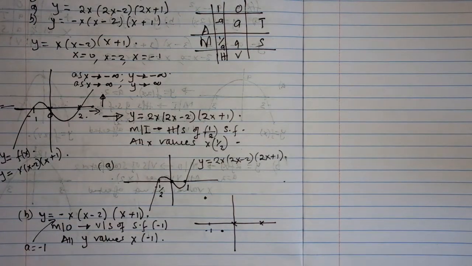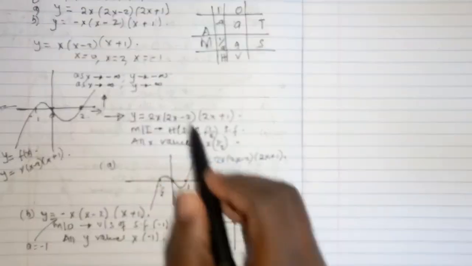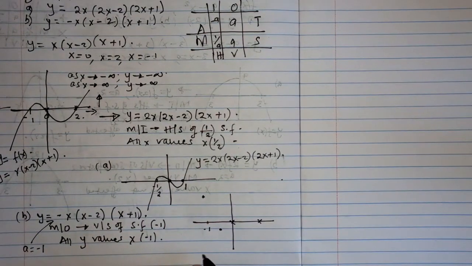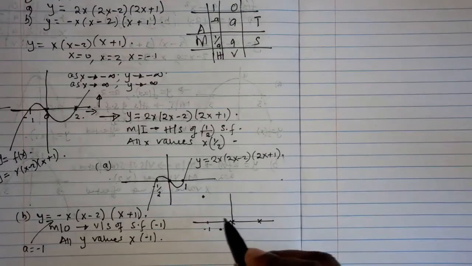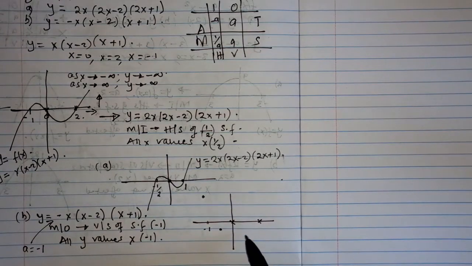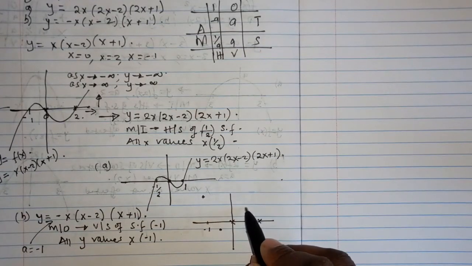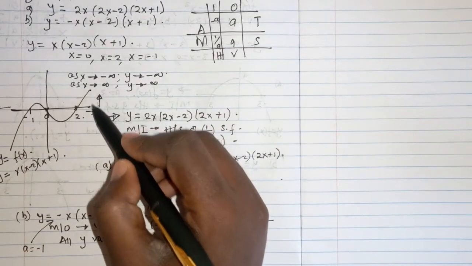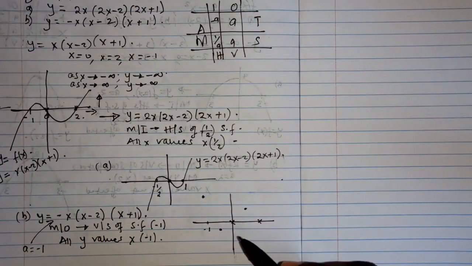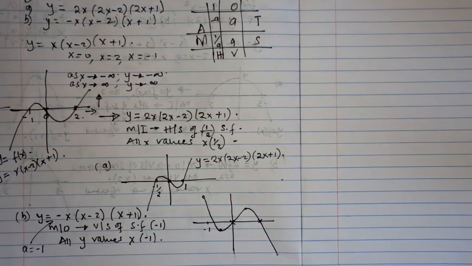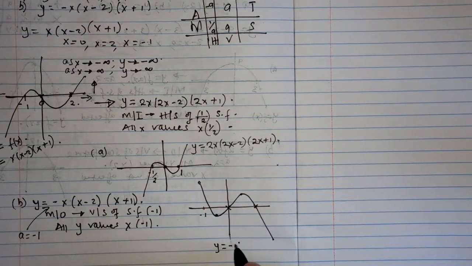So it's like we are reflecting this graph along the x-axis. What was negative becomes positive. What was positive becomes negative. What was negative becomes positive. And what was positive here becomes negative. So our new graph takes a new shape that looks like that. And we can easily give it now its name as y equals minus x bracket x minus 2 x plus 1.